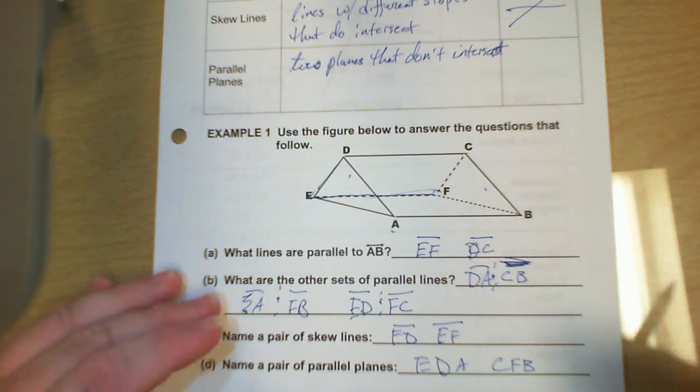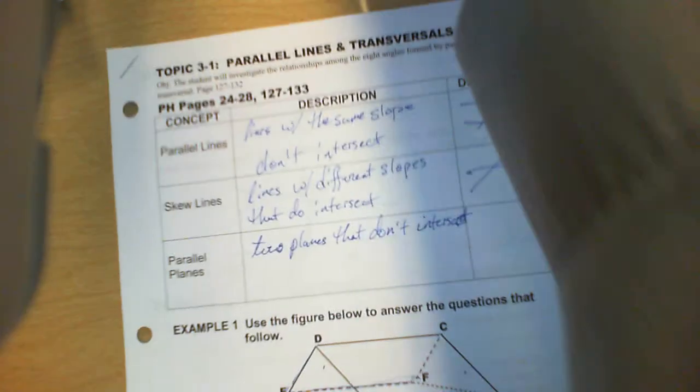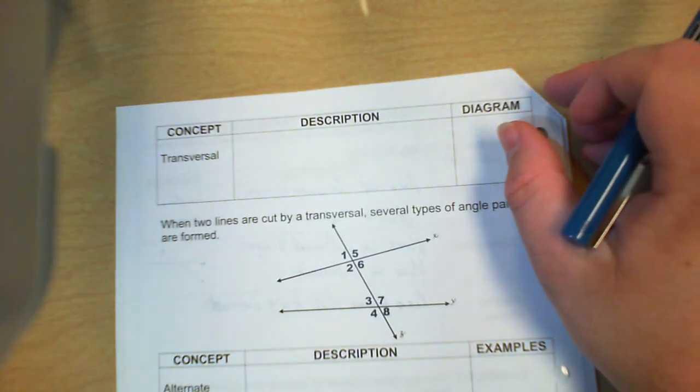Then that means that they would still never cross paths. It'd be like 3. If it's parallel, it cannot cross paths. Okay? So now we're going to discuss the concept of a transversal.